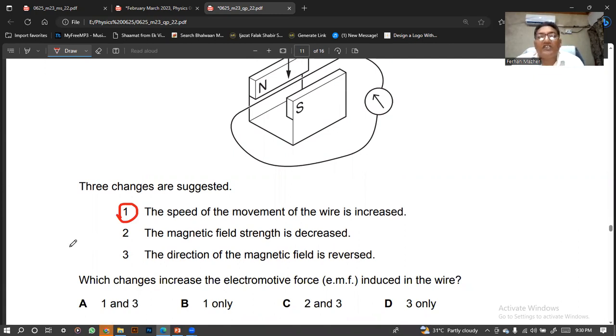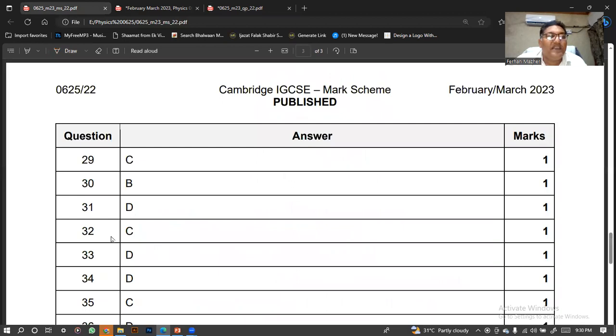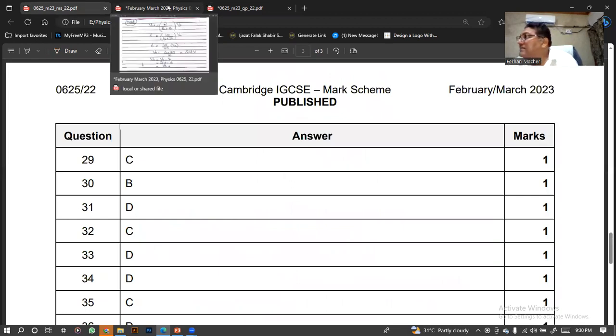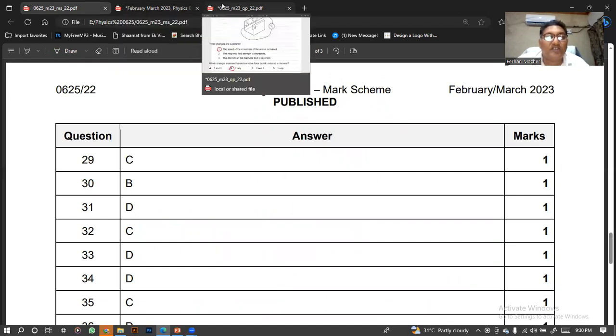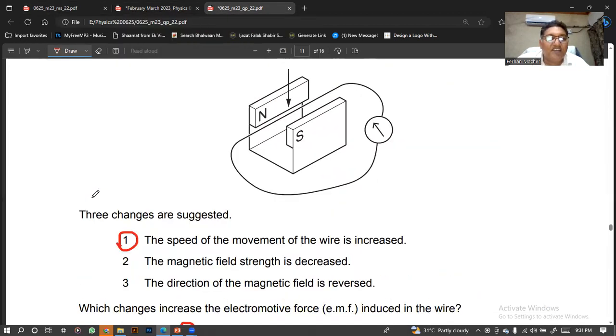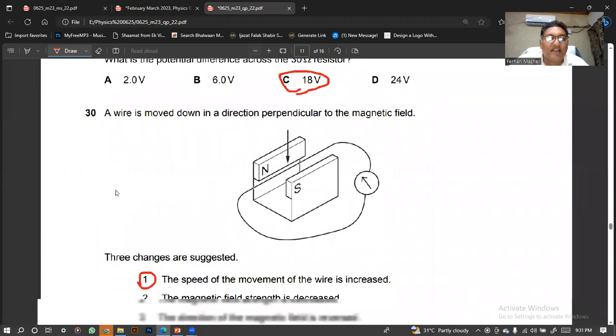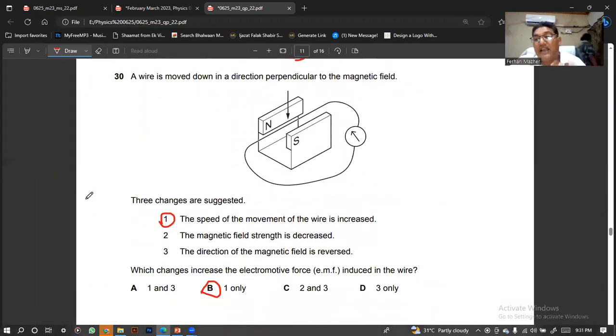And the rest of the two options given do not increase the EMF induced. So only one, I think B is the option. Question number 30, B is the option, sir.